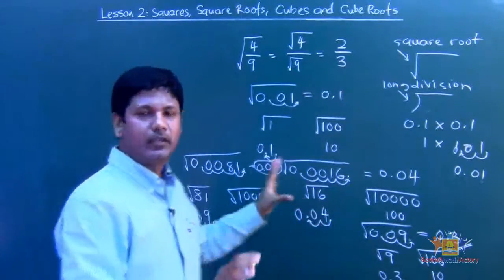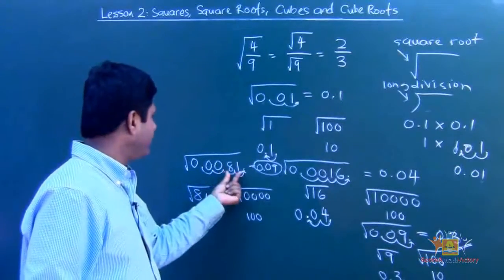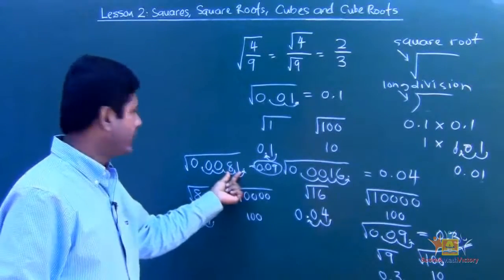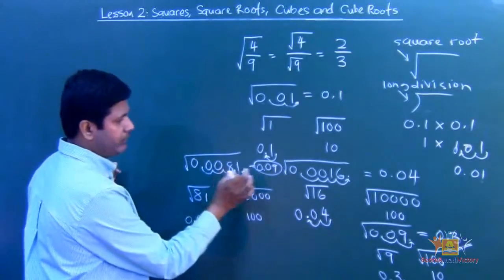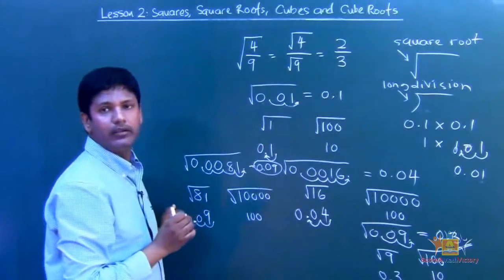Okay, apply this approach as long as it's a perfect square. This number is a perfect square. If this number is a perfect square, like this one was a perfect square.